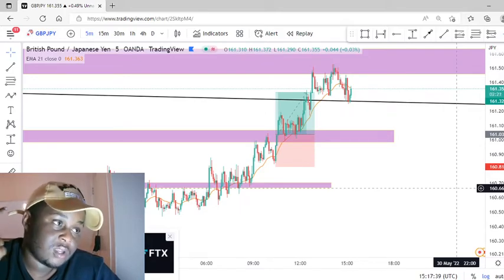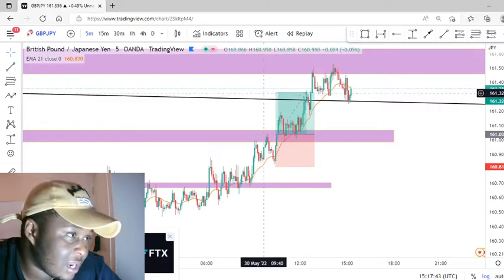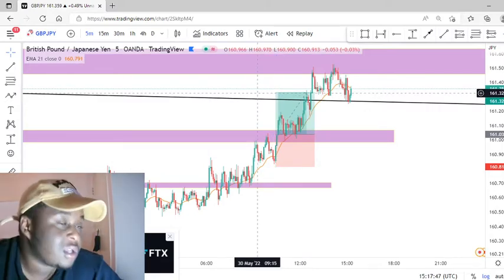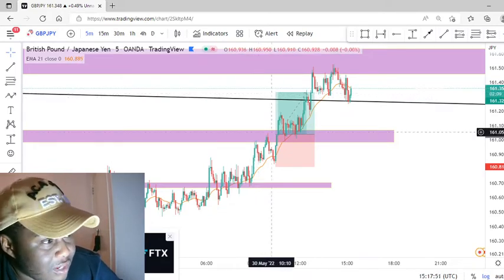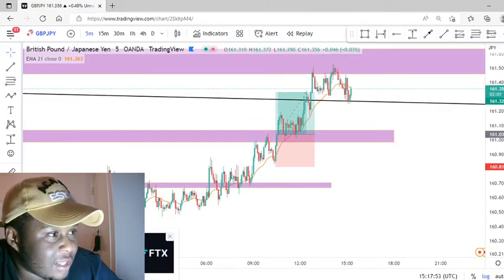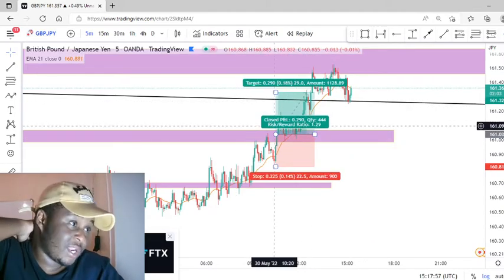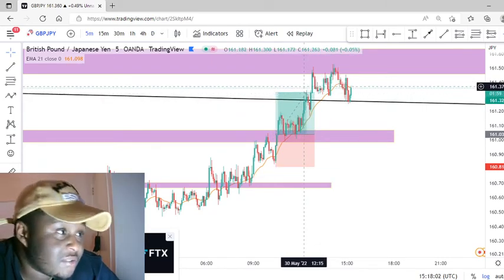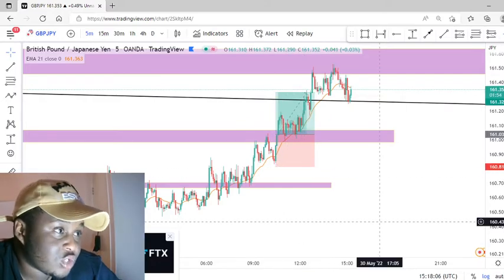So I bought it with my target at 61300, put my target there, and then I just sat through all this ranging until it eventually went to target, and that's it. That's the trade for today.